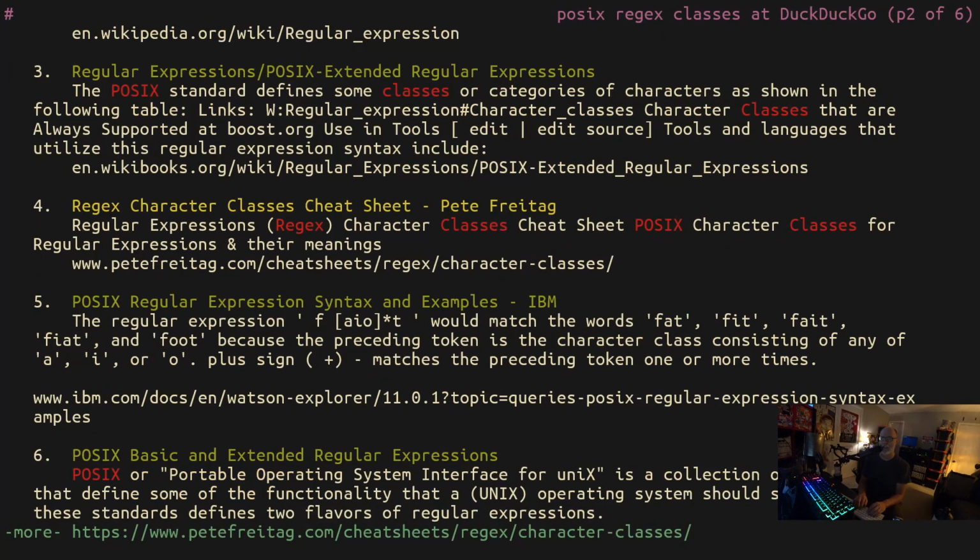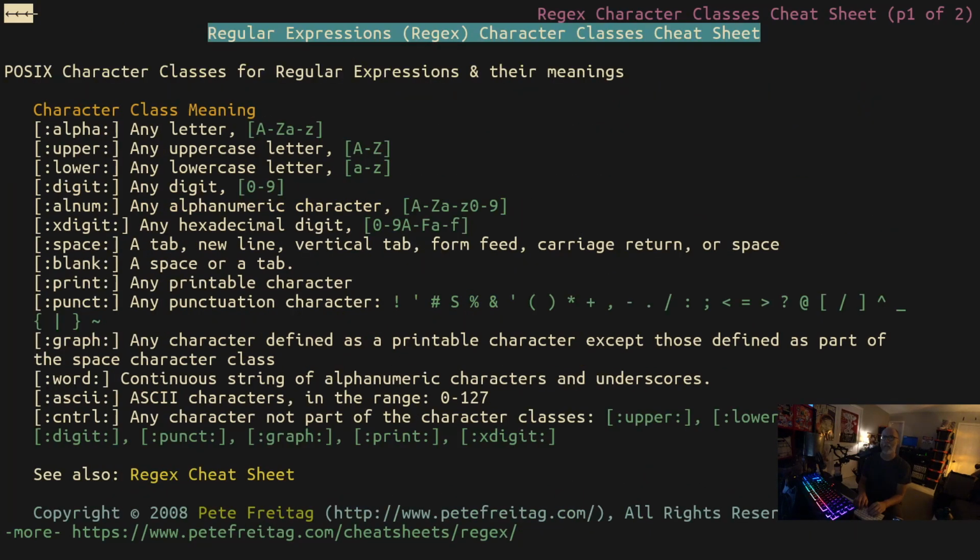Oh, hey, we got lucky. There we go. So, Pete Freitag's cheat sheet. I push K to go up, and I'm going to push L on this to follow it. And there you go. There's all the classes and meanings, so you can take a picture of that if you want to. But you see here we have alpha, and then we have alpha num. You see this here? Now, what I think is interesting is that I actually think this might be wrong.